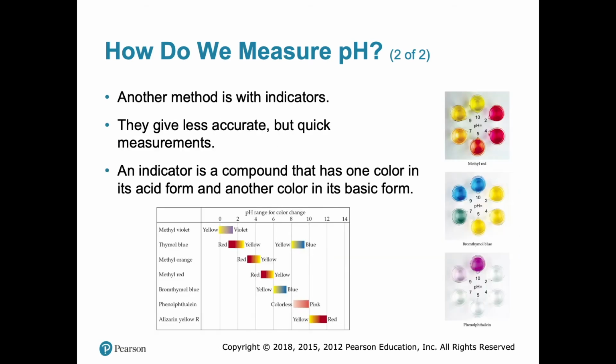Well, another method is with indicators. I don't know if you guys ever did this in elementary school or in high school. People can use what is it called? Cabbage water, red cabbage water. You can boil cabbage water, and it will be this really dark purple color. But you put it into certain acidities or certain basicities, and it will change the color.